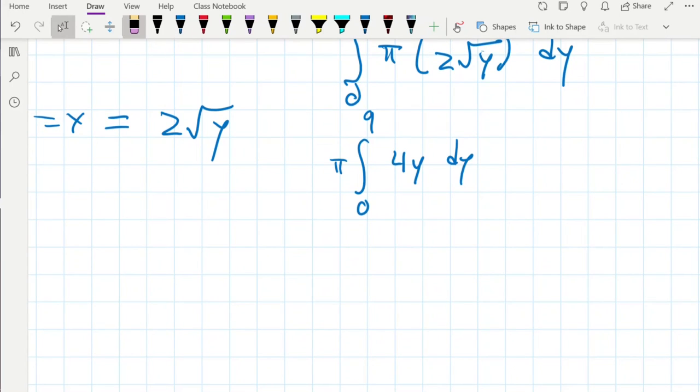It'll be pi times, we'll just take the integral, so 4y squared divided by 2, from 0 to 9.